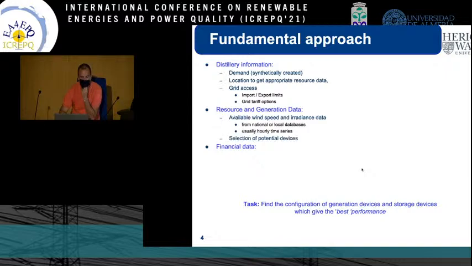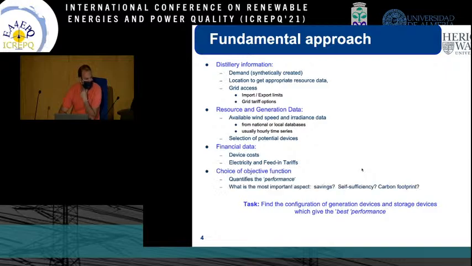Then from the location, we know the wind speed and the irradiance data from national local databases. I used the ERA5 satellite data at hourly resolution, and then selected sensible devices and combined those with device costs and electricity purchase and export tariffs. And then also, what is it I want to do?